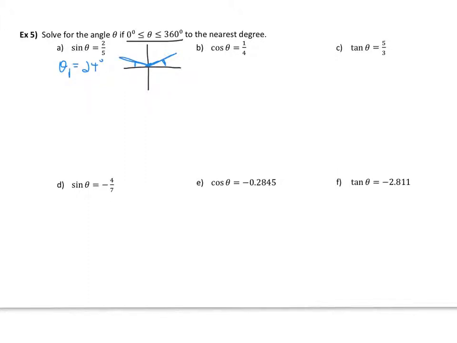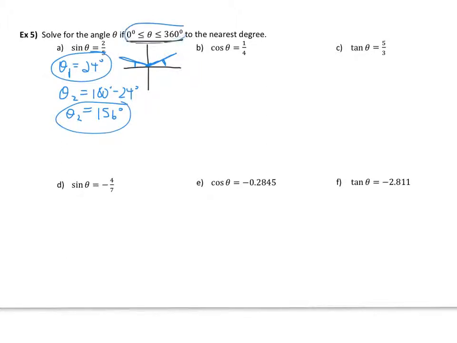So one answer is 24 degrees because it doesn't tell me which quadrant I'm in. I've got multiple options here. Or I could be at 180 degrees minus that 24 degrees, which gives me 156 degrees. So my other option. So there's two solutions to this. I've got this solution and I've got this solution. They're both correct because they both fit within this domain.